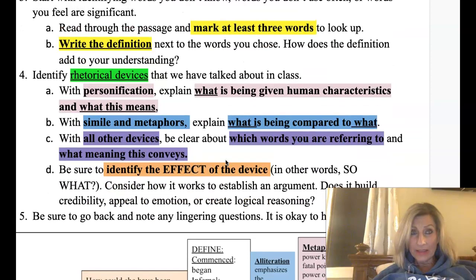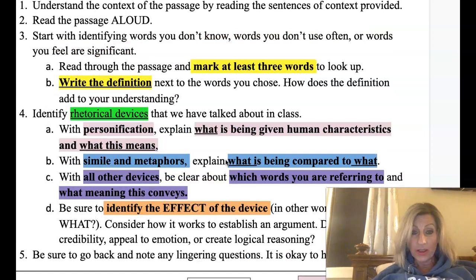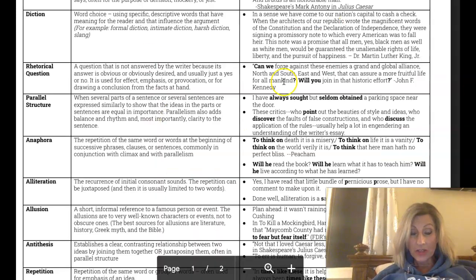Then you need at least 7 more annotations because you should have 10 total. This is a summative grade, so you need to do it well. If you do fewer than 10, you're going to lose points. You should identify the rhetorical devices that we've talked about in class, and you can use that big bank of strategies to help you, because these are those rhetorical devices.